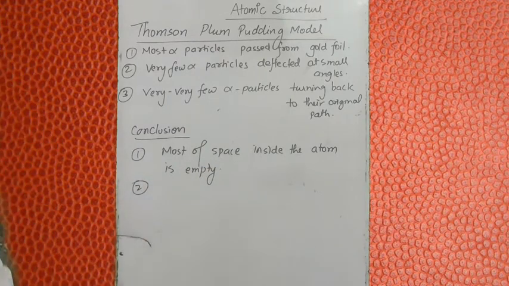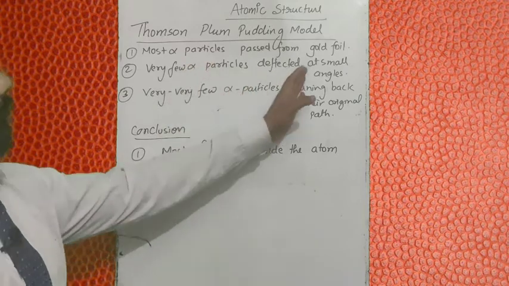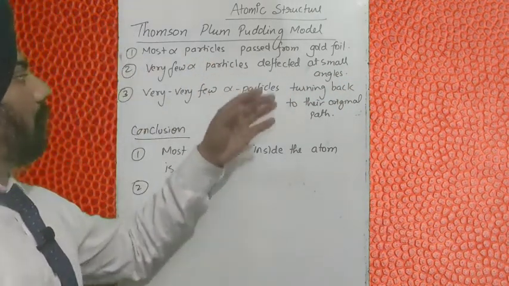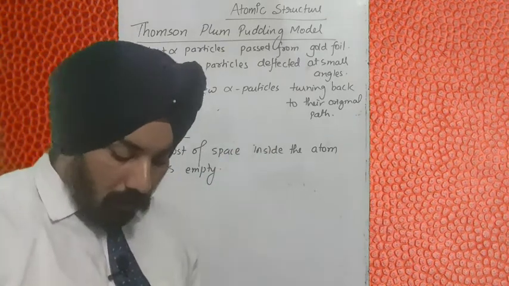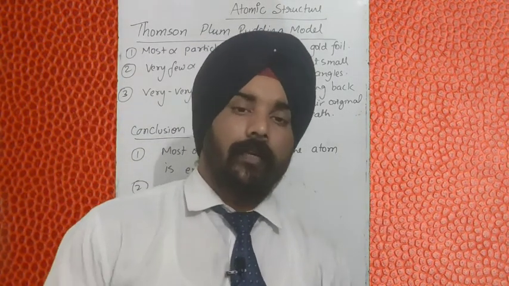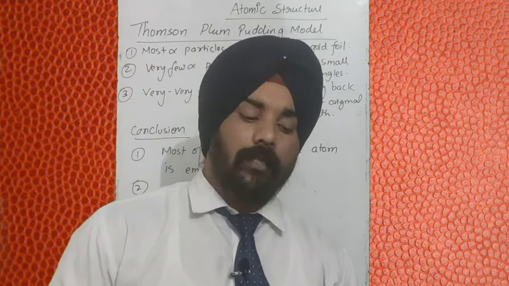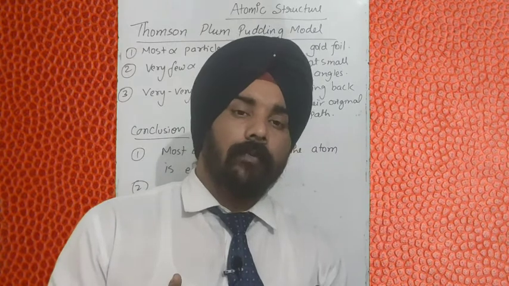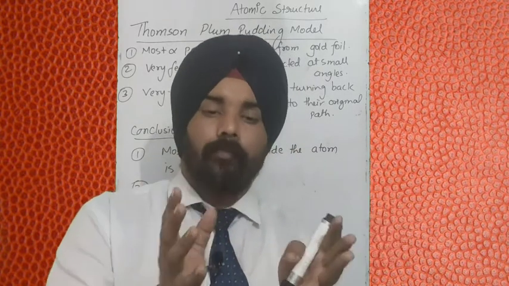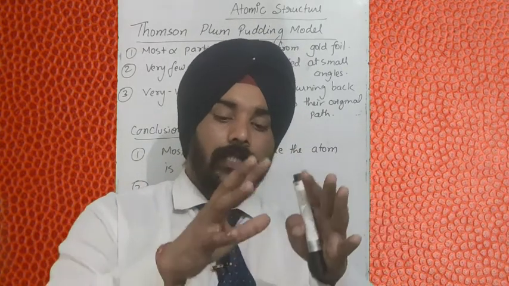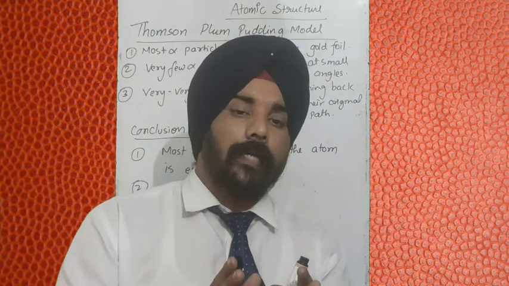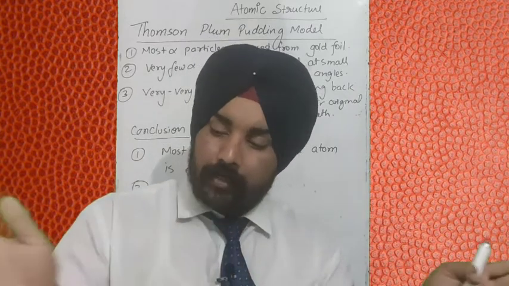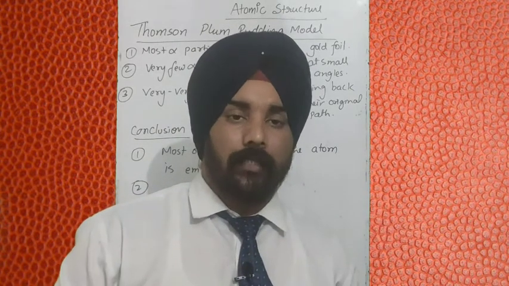Second, very few alpha particles are deflecting at a small angle. What does it mean? Why are alpha particles deflecting? From this observation he concluded that something positive is inside the atom, which is concentrated in a very small space. That is why very few alpha particles are deflecting at small angles.